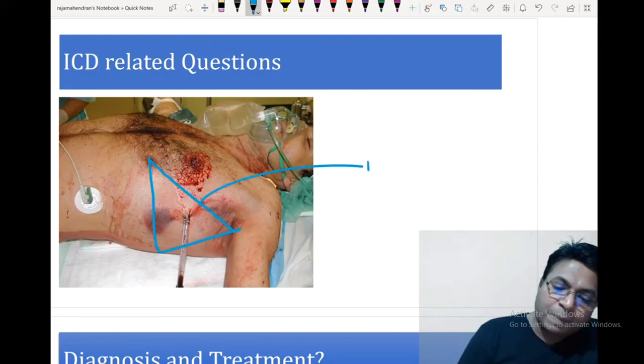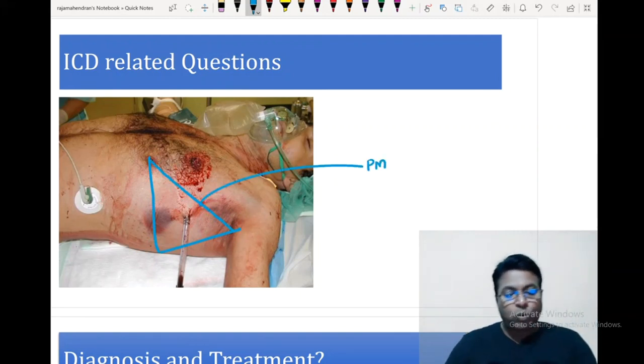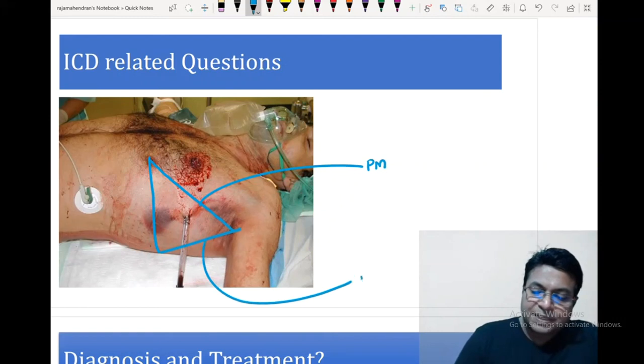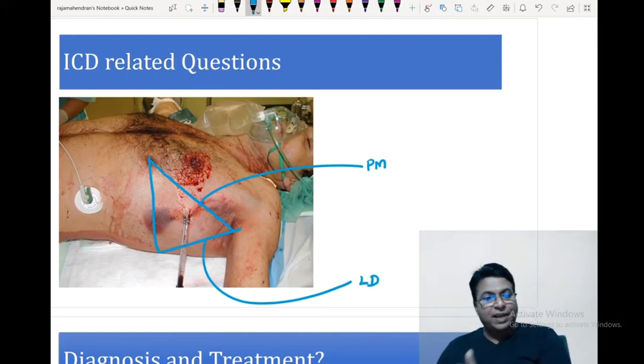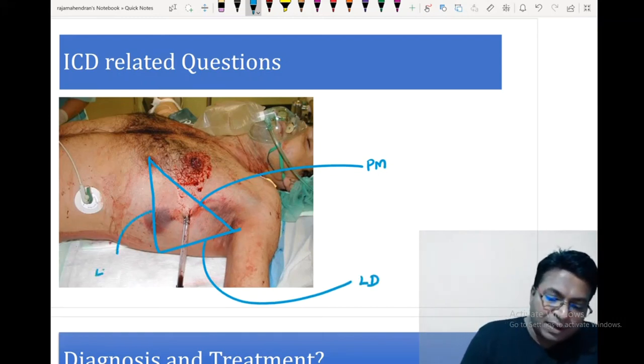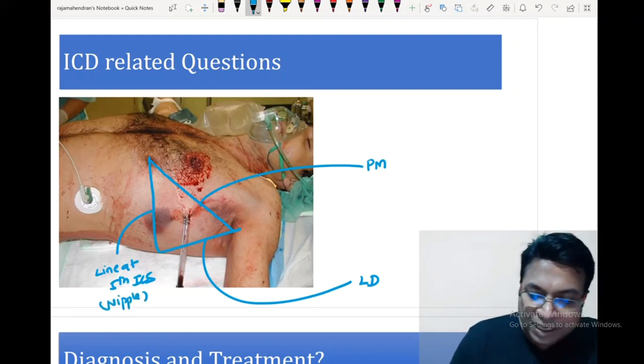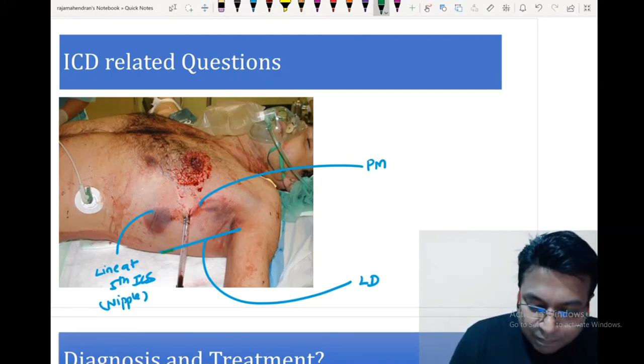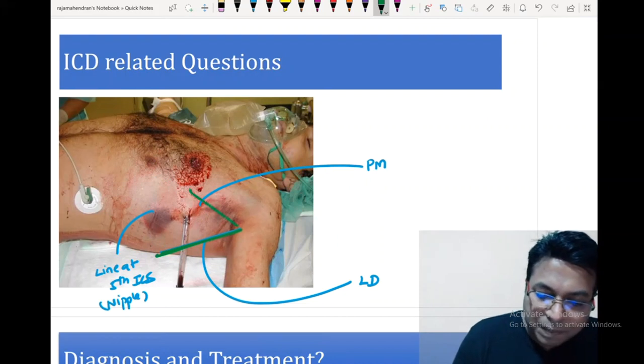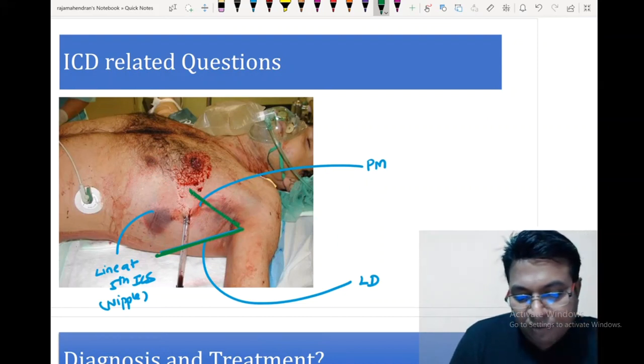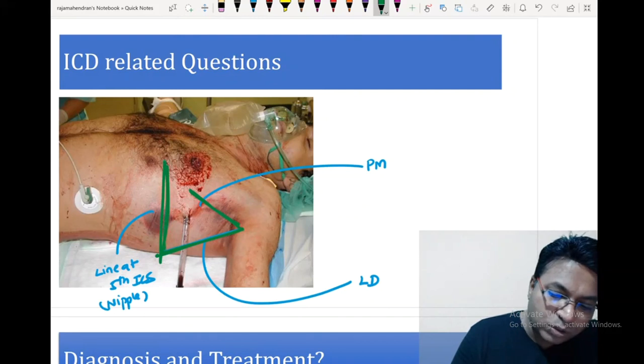The boundaries are the pectoralis major muscle anteriorly, and the latissimus dorsi muscle posteriorly. And this is a line at the fifth intercostal space, otherwise the line at the nipple. At the level of nipple, I should draw a line horizontally. So please understand the image. This is the latissimus dorsi muscle, this is the pectoralis major muscle, and this triangle is known as the safety triangle of ICD.